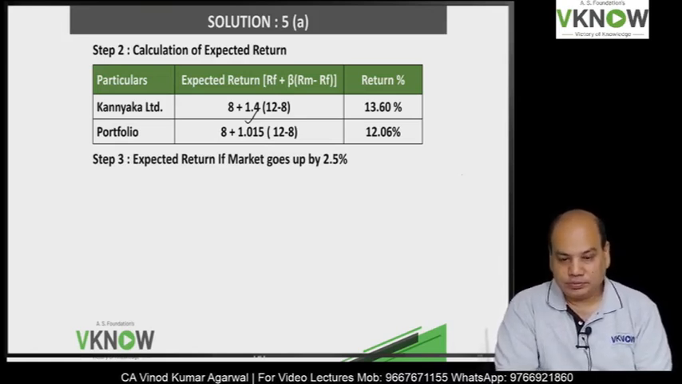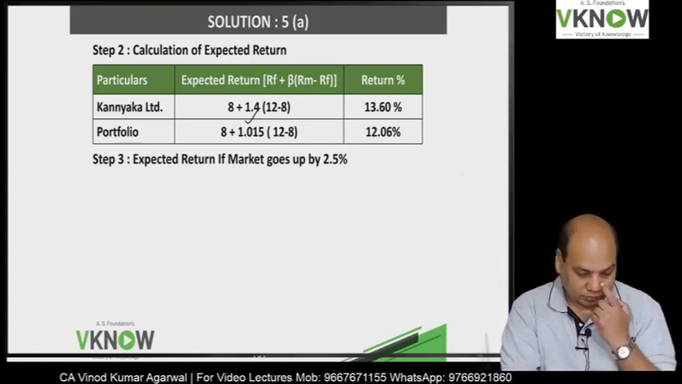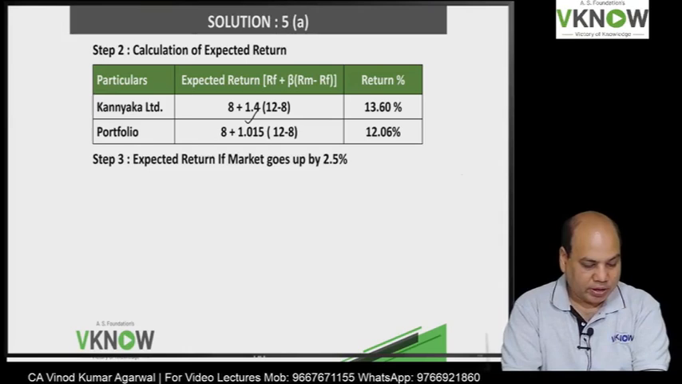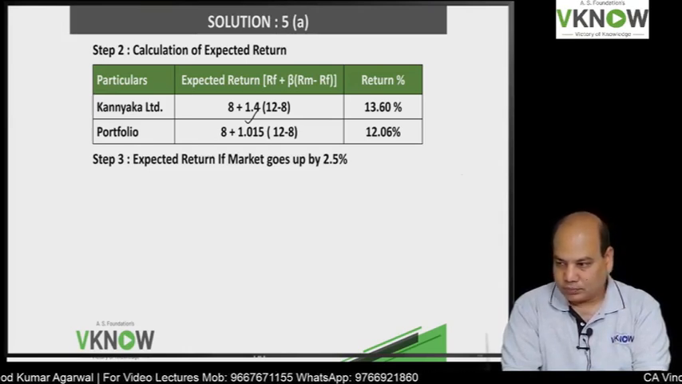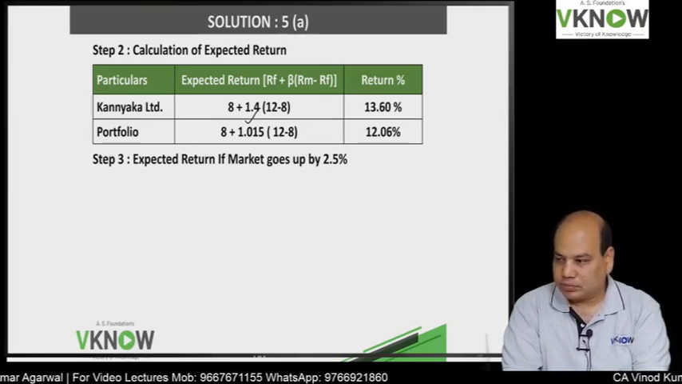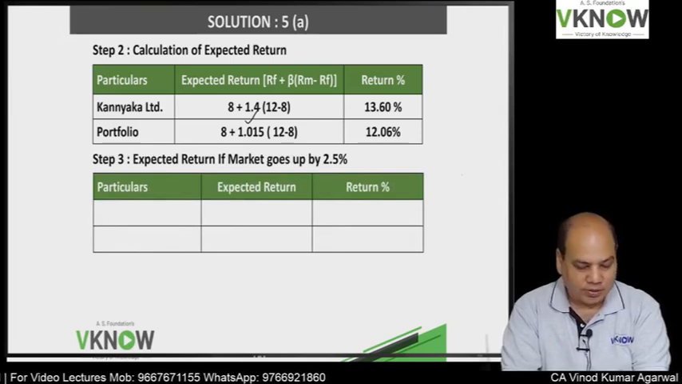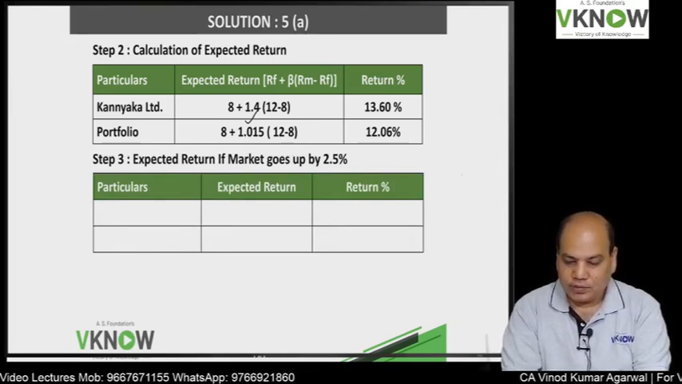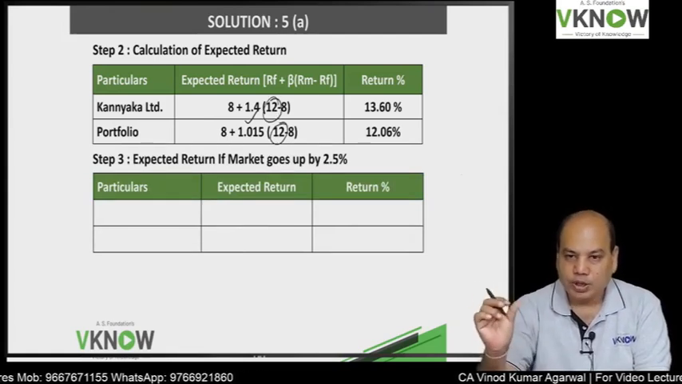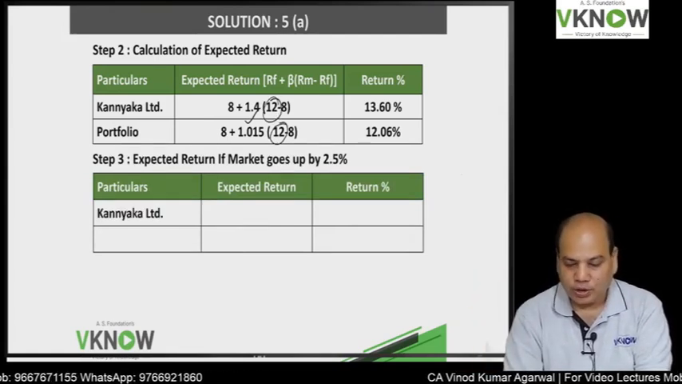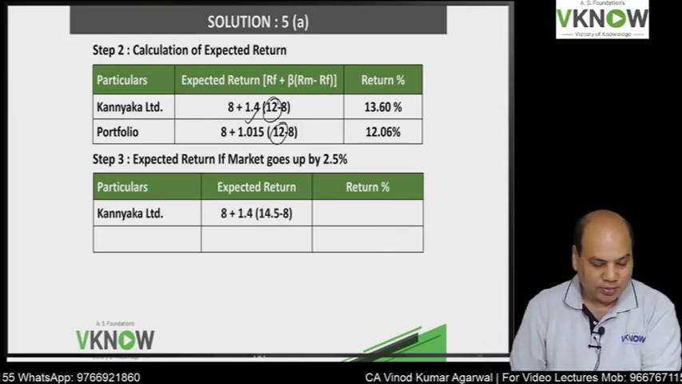Step 3, write down. Expected return if the market goes up by 2.5%. So I will again do the same thing. Only I will change RM, which is 12 here. I will make it 12 plus 2.5, 14.5. Please solve. Solve for Kanakya Limited.